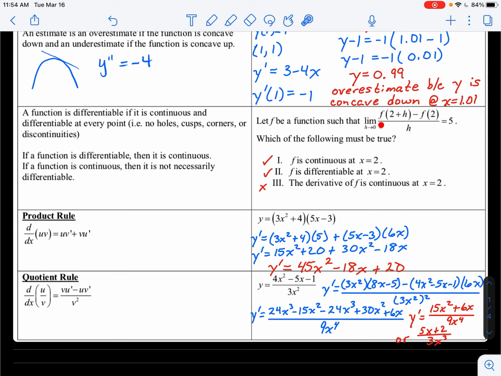Let f be a function such that the limit as h approaches 0 of f of 2 plus h minus f of 2 divided by h is 5. So remember, this is the definition of the derivative. We know that at an x value of 2, our derivative is 5. So if a function is differentiable, then it's continuous. So because this has a derivative at 2, it is continuous.